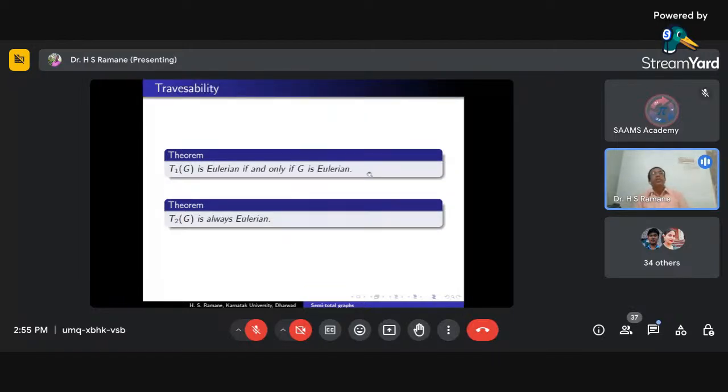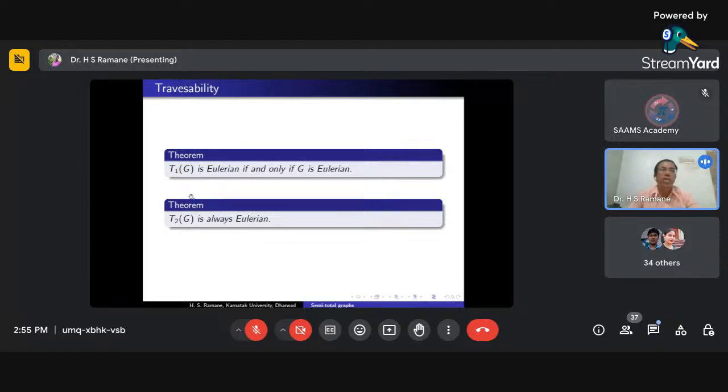Now see the traversability. All these results were done by Professor E. Sampath Kumar and his student Chikkodi Mutt in those 3 papers. So traversability, that is T1G is Eulerian if and only if G is Eulerian. Eulerian means a graph where the Eulerian trail exists, or in other words, the degree of each point of G is an even number. If the degree of each point is even, then the graph is Eulerian.